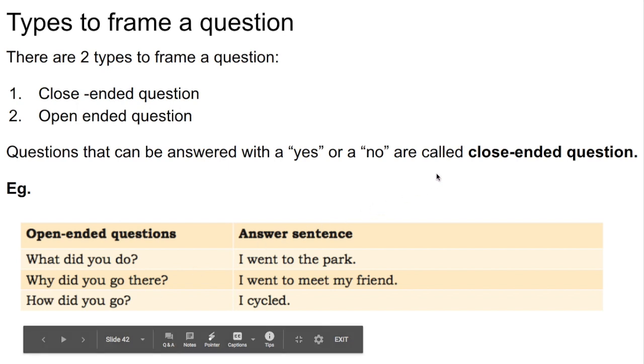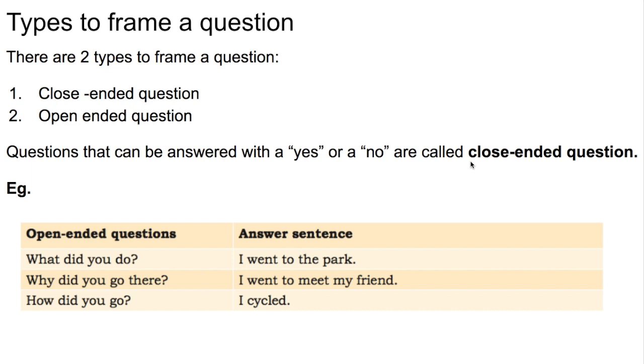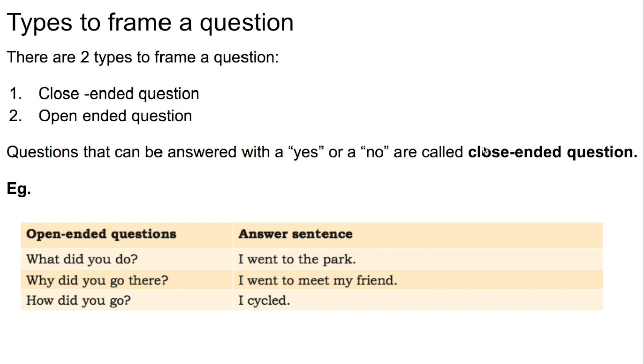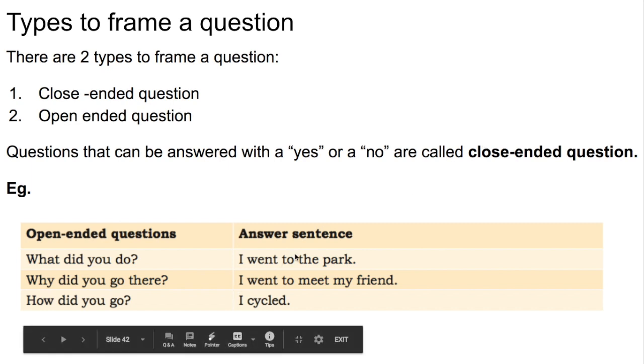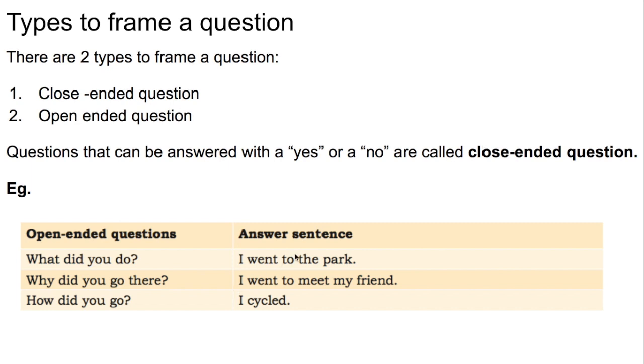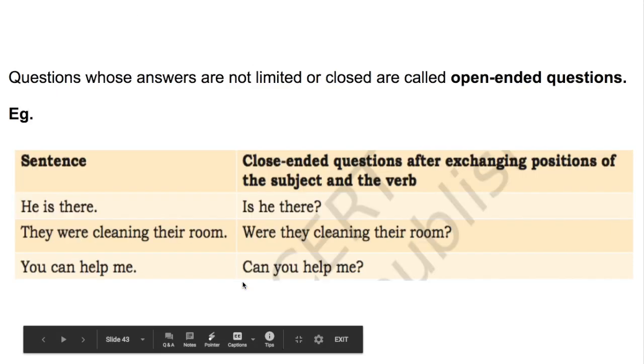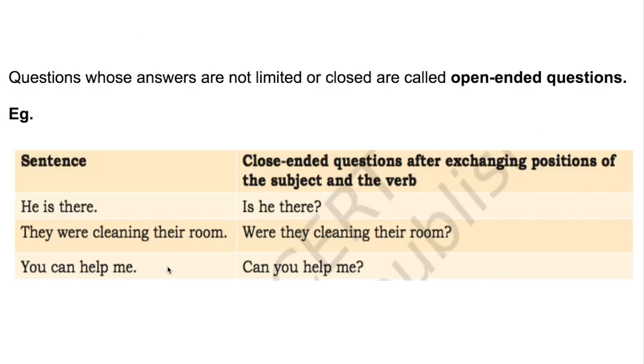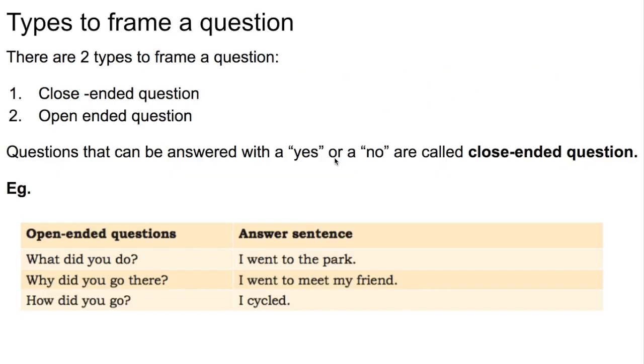By mistake, I have written the example of an open-ended question here. Here the definition is of close-ended, so the example should be of close-ended, but I have written the example of open-ended. So just swap or exchange the examples. In the next slide, these are the examples of close-ended. So that example should be here and this example should be after the open-ended definition. The open-ended example we have already seen.